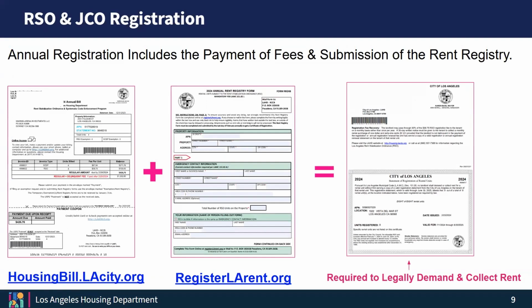Next slide. The annual registration includes the payment and fee submission of a rental unit. You can submit it at housingbill.lacity.org or registerlarent.org. Also, once you pay the registration fees and submit your rent registry, you'll receive a certificate which must be posted on the property. Next slide.